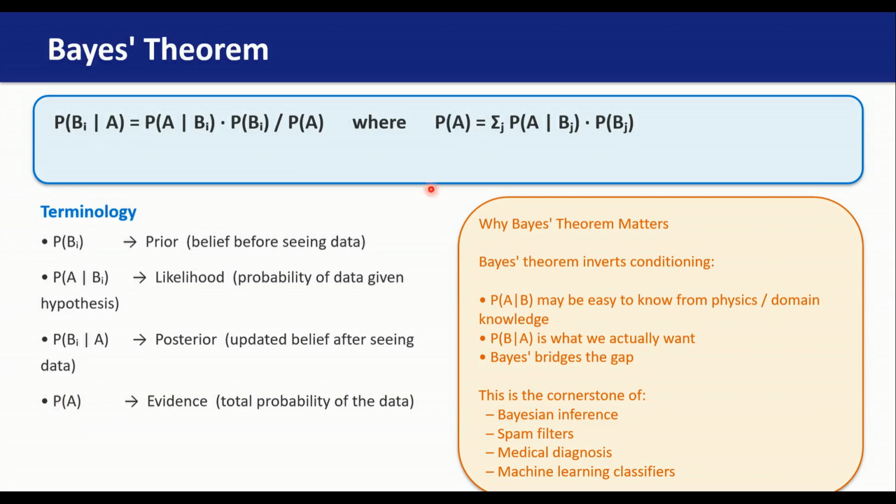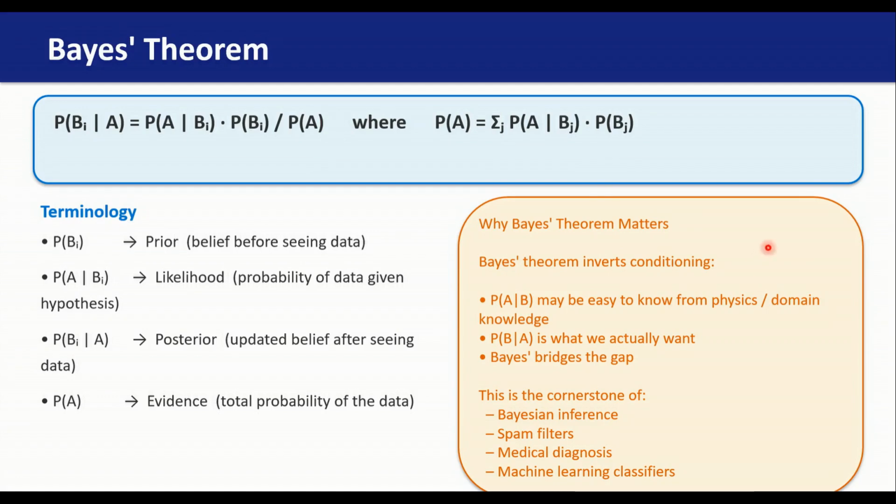Therefore, P of A equals the sum over j of P of A given Bj times P of Bj. So the full formula is P of Bi given A equals P of A given Bi times P of Bi divided by the sum over j of P of A given Bj times P of Bj. P of A is replaced here. A shorter way to remember it: posterior is proportional to likelihood times prior.